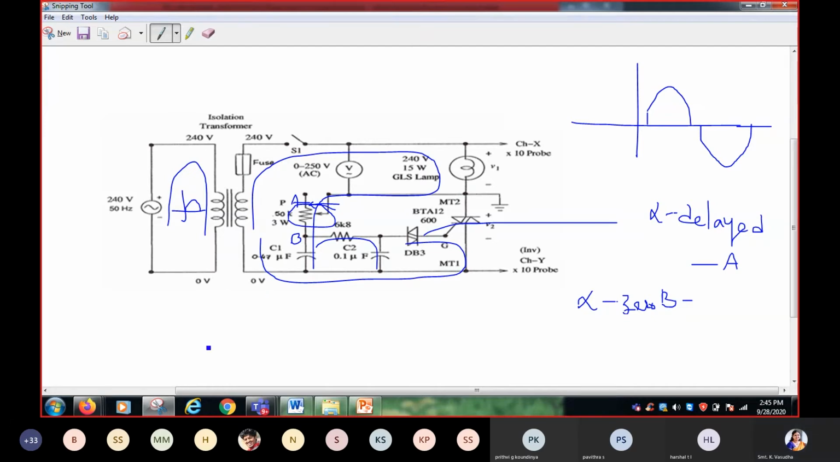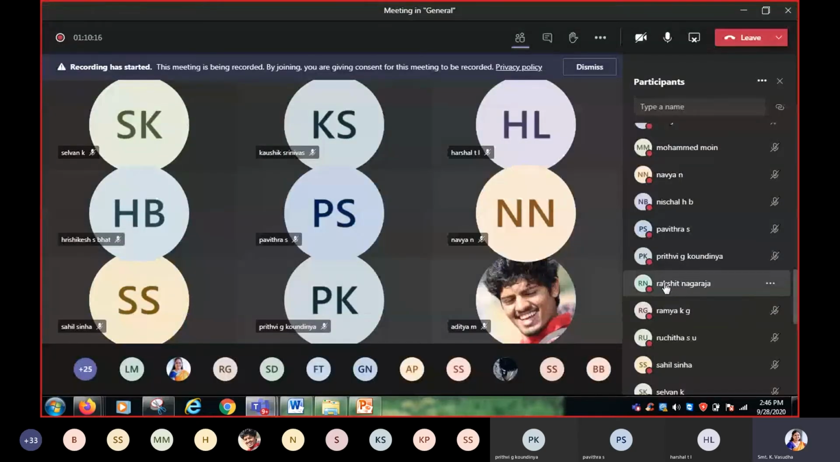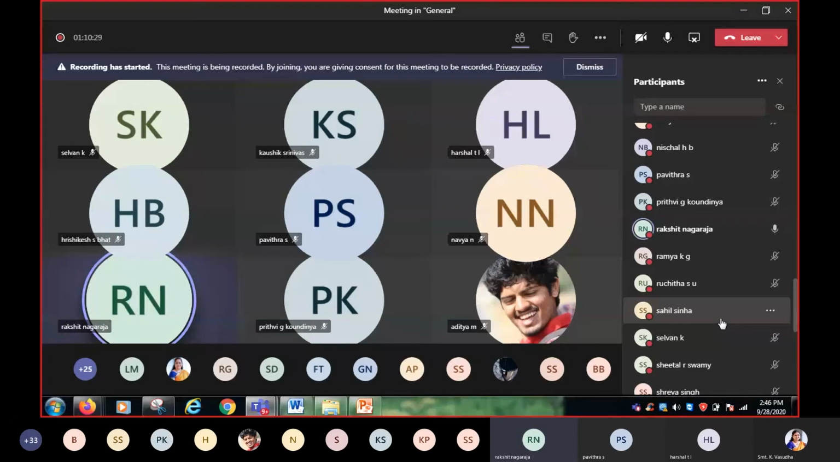Karthik? By varying which parameter are we varying illumination across the bulb? Rakshit? Yes, ma'am. By varying which parameter will we vary illumination across the bulb?